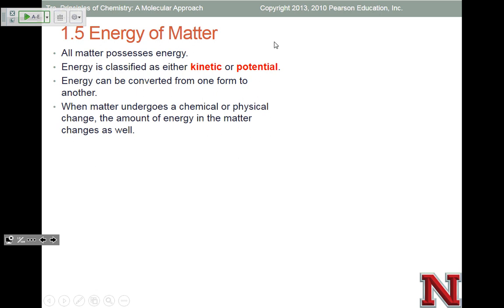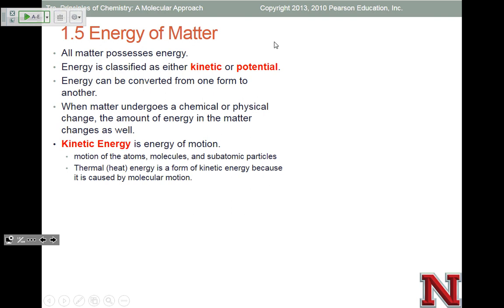But our energy can only be converted from one form to another. So when our matter, whether we're talking about molecules or atoms, undergoes a chemical or physical change, the amount of energy in the matter can change as well. It can accept energy from the outside. It can release energy. And we'll get into those terms a lot more in our thermodynamics chapter. But the thing I really want to touch upon is kinetic energy.